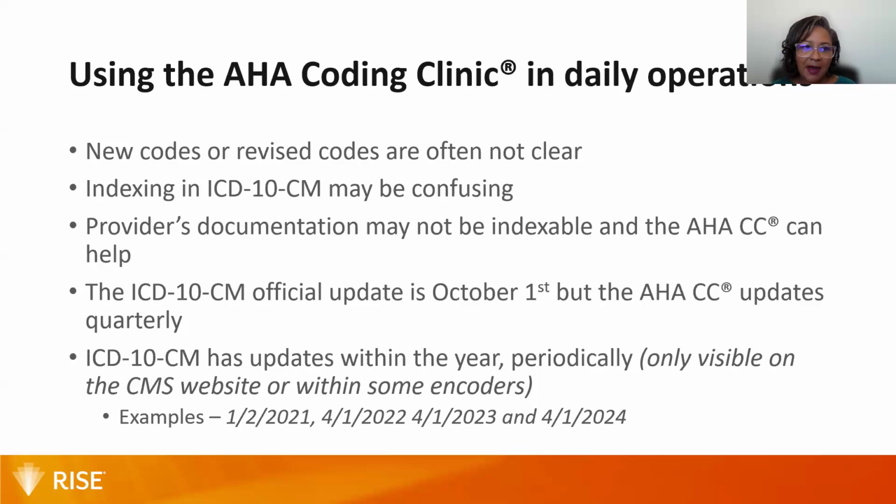So let's first of all talk about using the AHA Coding Clinic with your daily operations. There are a lot of times where there are new codes or revised codes placed in ICD-10, and those sometimes are not very clear, especially if there is a change in the description. For example, they may expand out the diagnosis code. An example would be there are some new codes for migraines this year, for chronic migraines. So maybe it's something you're not clear on in the code description. They've added new additional codes to the code set, or they've taken a generalized code and broken it down.